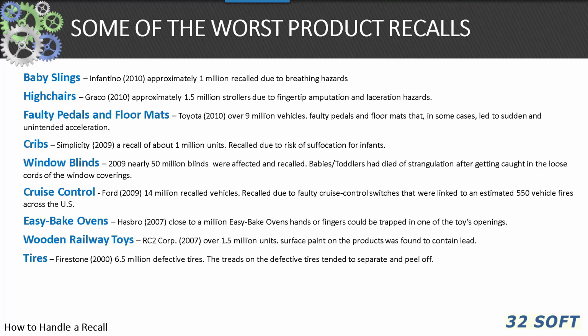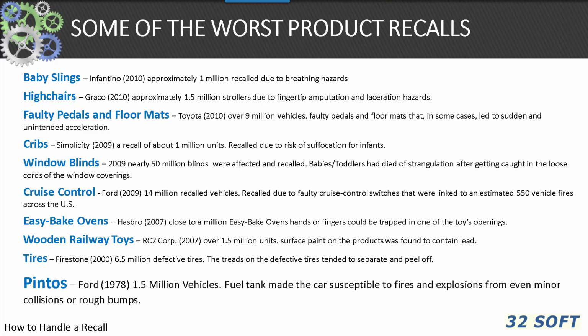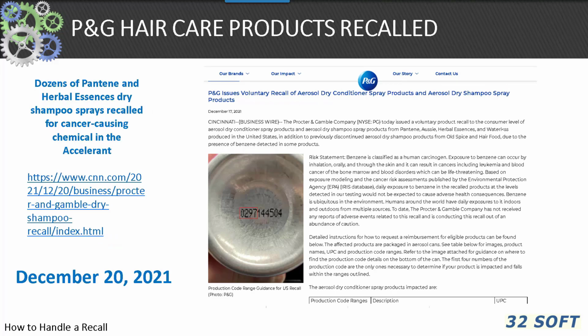Goes from 50 million window blinds that were strangling kids to 1.5 million high chairs, 1 million baby swings. And if some of you remember or are old enough, in '78, Ford Pinto recalled that car because if you got in a crash, you were probably going to die of burns because it exploded. Looks like babies and automobiles take priority. And that's not even considering food and FDA.